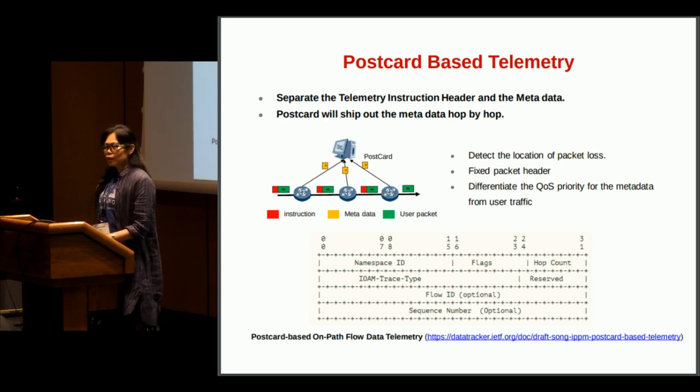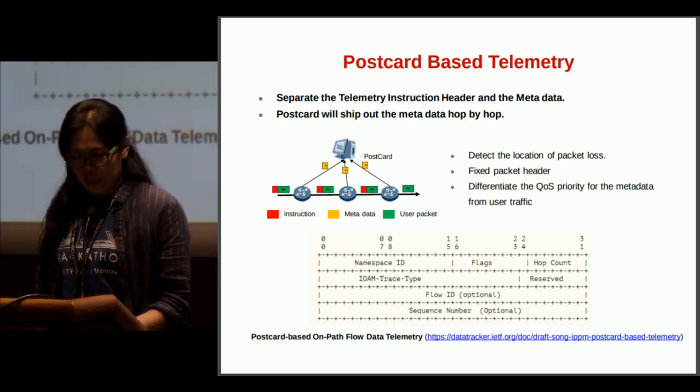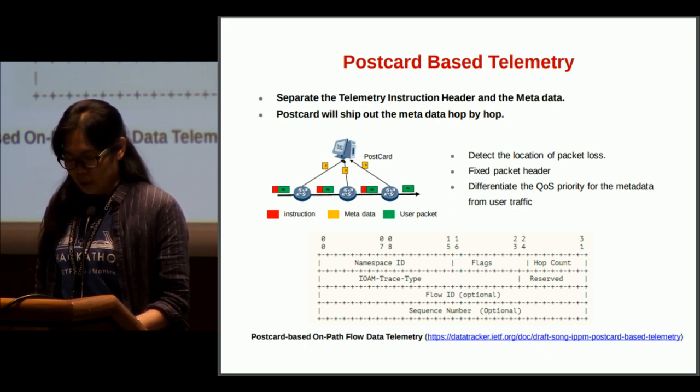As we know, there have already been four data types defined in the IETF draft IOAM data, including two tracing types, one POT, and the last is the E2E type. Now we will define another new tracing type, called postcard-based telemetry. So what's the difference between postcard-based telemetry and the IOAM tracing type?